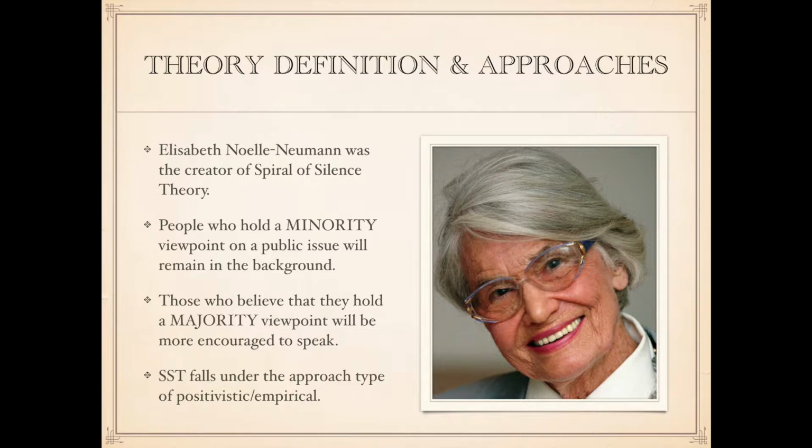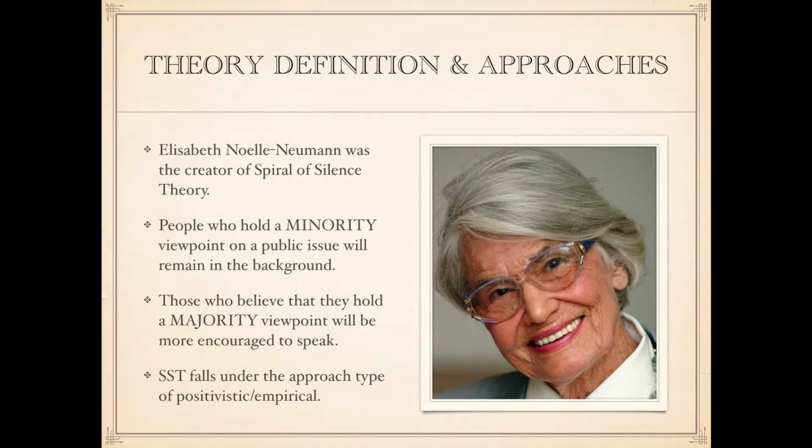So to define this theory, we need to focus on what happens when people provide their opinions on a variety of issues. So the spiral of silence theory suggests that people who believe that they hold a minority viewpoint on a public issue will remain in the background where their communication will be restrained. And those who believe that they hold a majority viewpoint will be more encouraged to speak up and voice their opinion.